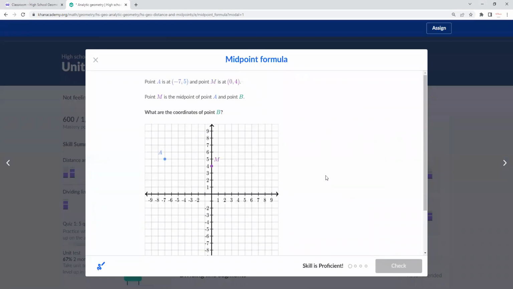Okay, so midpoint formula. It says find, point A is here and M is here. Point M is the midpoint. So this one's actually kind of going backwards from the midpoint, but it's okay. So the midpoint formula, as we know, which is also on the formula sheet, is x1 plus x2 over 2, comma, y1 plus y2 over 2.